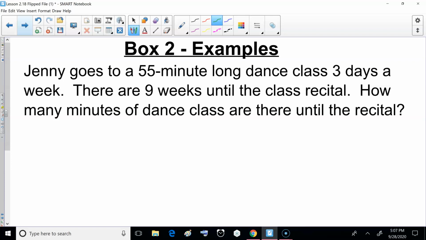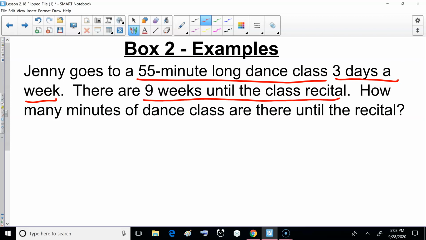Let's break this down. So Jenny goes to a 55-minute long dance class 3 days a week. There are 9 weeks until the class recital. How many minutes of dance class are there until the recital? So I got a 55-minute long class. All right. So I got this part. She goes 3 days a week. And then there are 9 weeks until the recital. All right. So there's a lot going on. They want to know how many minutes there are before the recital.